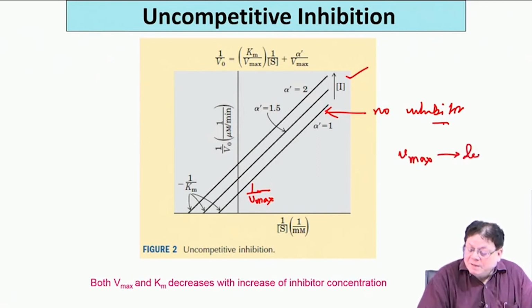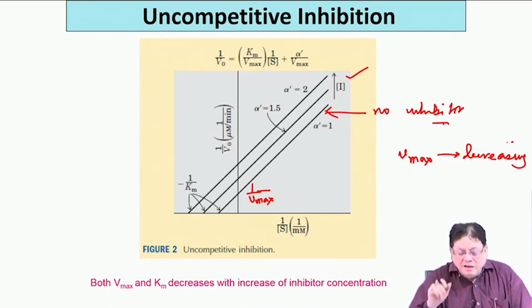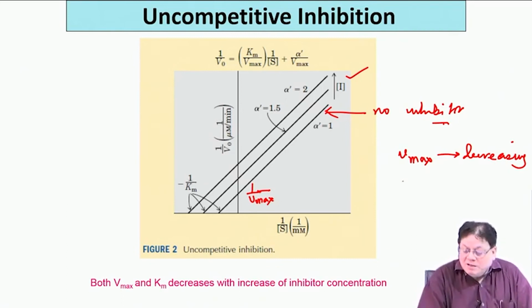Vmax is decreasing. Okay. And why is Vmax decreasing? Because there is less effective concentration of ES, since some of the ES will be bound to that I. Now, what happened to the Km?